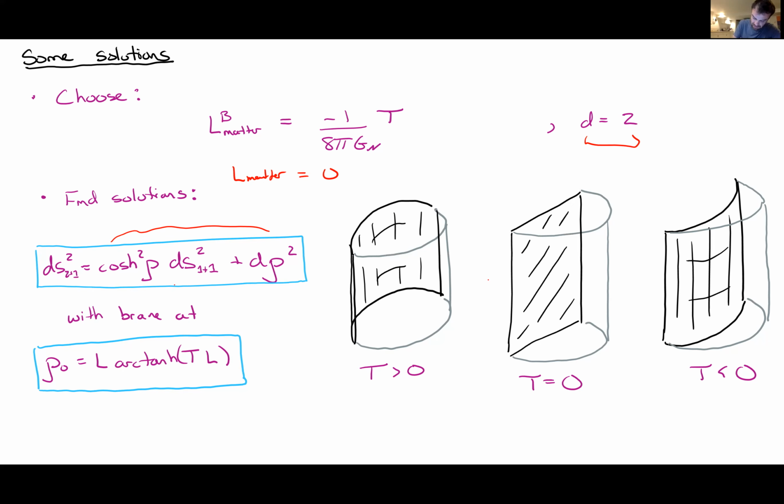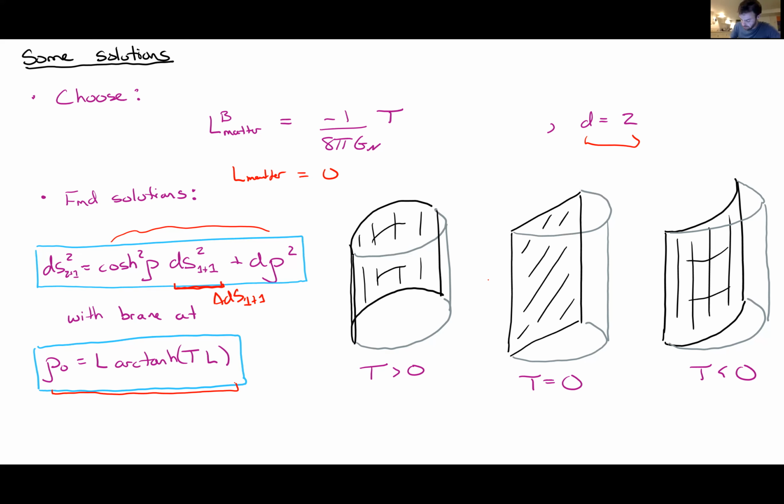Here we have the metric of a lower dimensional AdS. So this is just AdS 1 plus 1. Then all these factors of AdS 1 plus 1 are warped together with this rho coordinate to form a full AdS 2 plus 1 spacetime. This is a convenient set of coordinates because we have these solutions where the brane will just sit at a constant rho value, controlled by the tension.